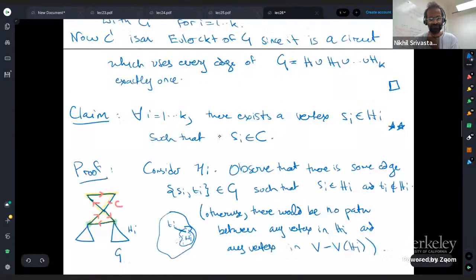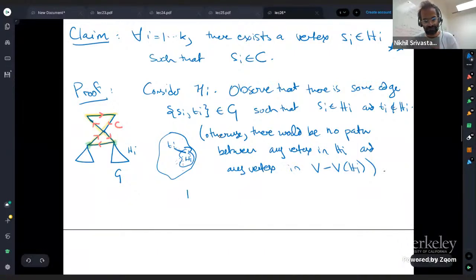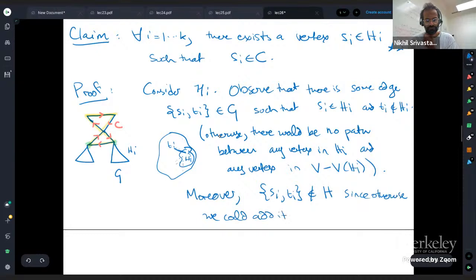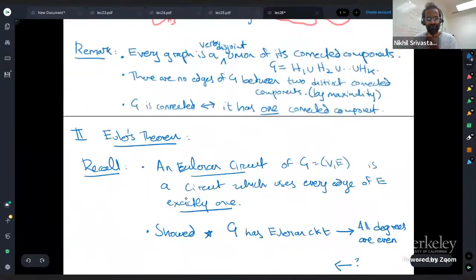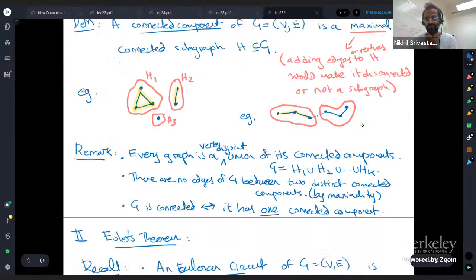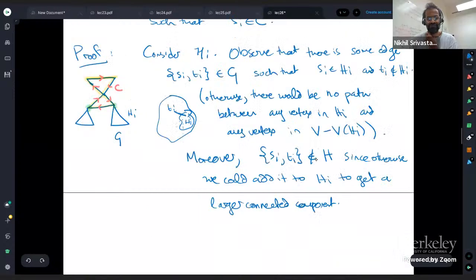So now I'm going to say that actually this edge SITI cannot be an H. Moreover, the edge SITI is not an edge of H. Why? Well, if it was, I could add it to this subgraph to get a bigger connected component. So remember, a connected component is a maximal connected subgraph, right? Adding edges would make it disconnected or not a subgraph. And in this case, if this edge was inside H, we'd have a larger connected component in H.